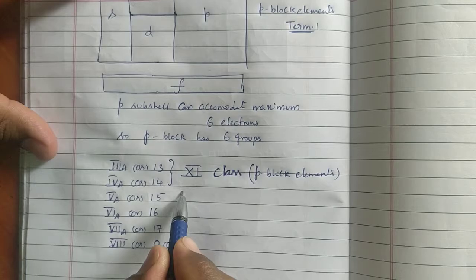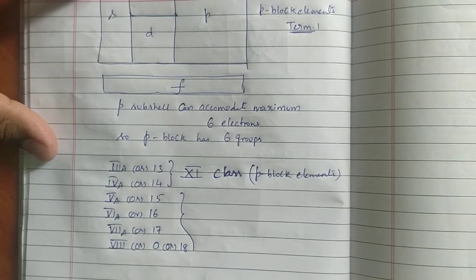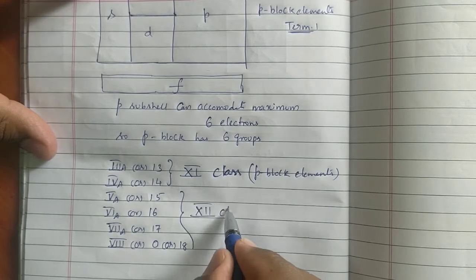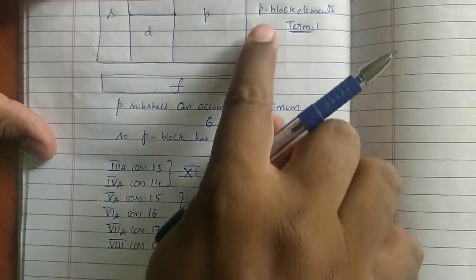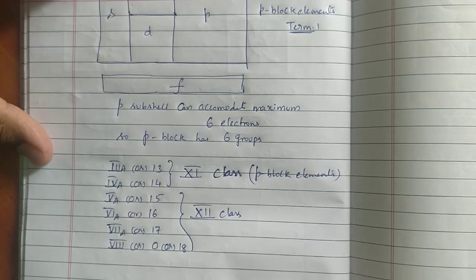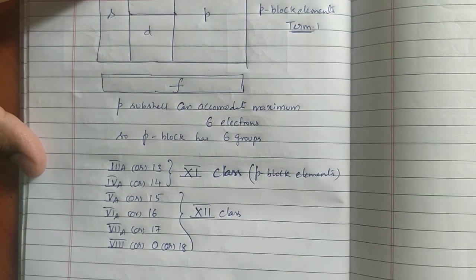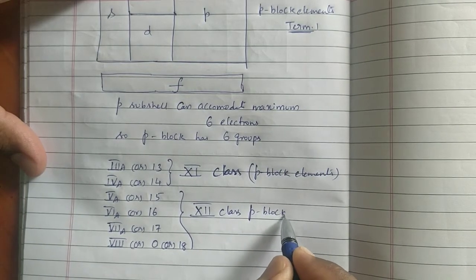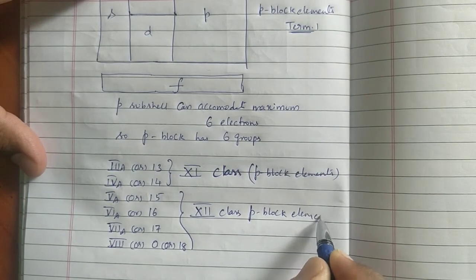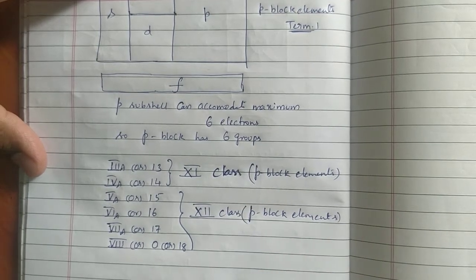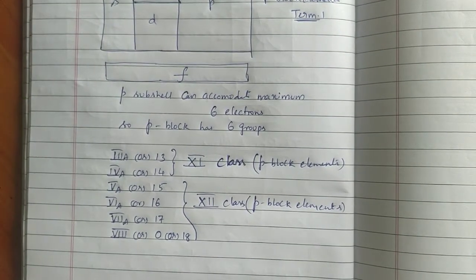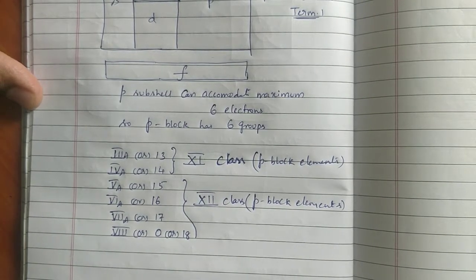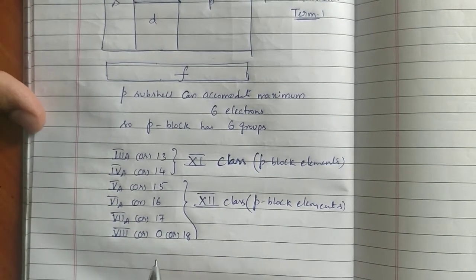Next, 15, 16, 17, 18. These 4 groups are present in our 12th class P block elements, which we are going to study from today onwards. So in the 12th class P block elements chapter, we have 4 groups. Those are 15, 16, 17, 18.